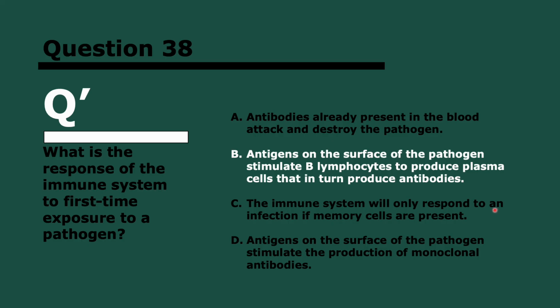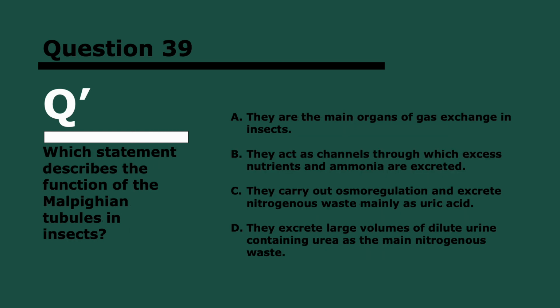The immune system will only respond to an infection if memory cells are present. That's not true. Again, memory cells make the response stronger, but they will respond either way. And then antigens on the surface of the pathogen stimulate the production of monoclonal antibodies? No. So monoclonal antibodies are, again, a technique, so they're basically man-made, right? So the immune system does not make monoclonal antibodies. So it's B.